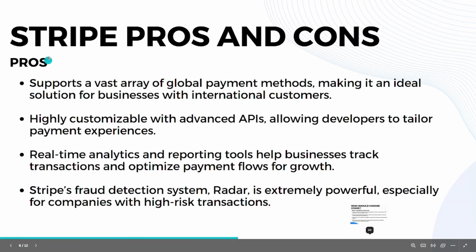When it comes to pros, when it comes to Stripe, Stripe supports a vast array of global payment methods, making it an ideal solution for businesses with international customers. They are highly customizable with APIs, allowing developers to tailor the payment experience. They have real-time analytics and reporting tools to help businesses track transactions and optimize payment flows for growth. And lastly, they have a fraud detection system, which is Radar, and it's extremely powerful, especially for companies with a high risk of transactions. So that's it for the pros.